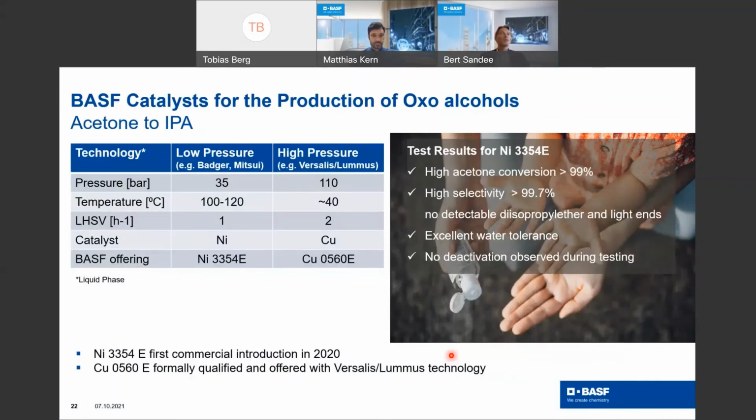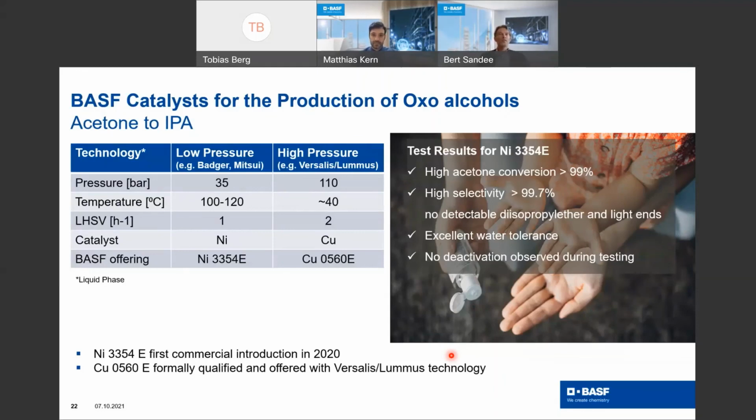And well, ballpark, what are the differences? You go for nickel catalyst. Badger is in a very strong position in that market. Mitsui is an alternative. Operated at slightly lower pressures compared to the copper system, 35 versus 110. Temperatures in general a little bit higher, and the LHSV could be assumed to be slightly higher under the copper high pressure system. And so we have an offering for both.